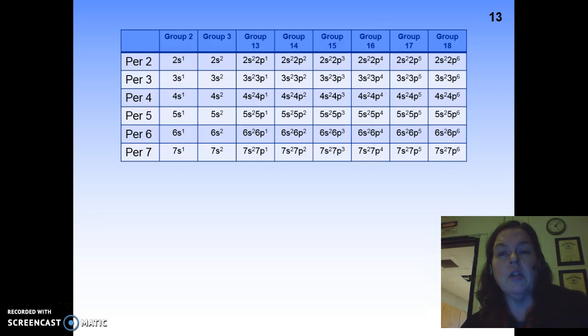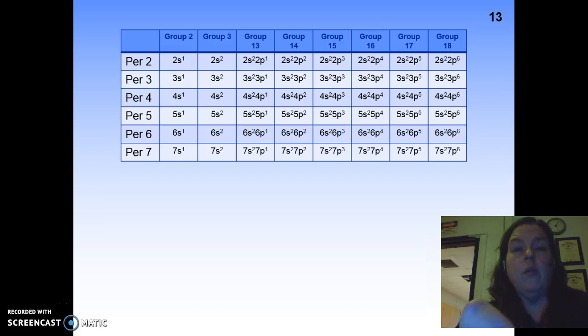So this is what your table should be in terms of VEC. You can see that all the ones in group 1 have VECs with S1. Sorry, my bad, this should be group 1 and that should be group 2. So all of these have S1s, all of these have S2s, all of these have S2P1s, you can see that all the way down, S2P2s, S2P3s, S2P4s, S2P5s, and S2P6s all the way down.